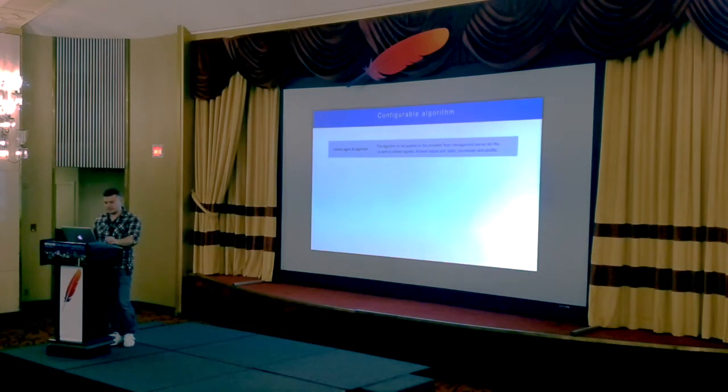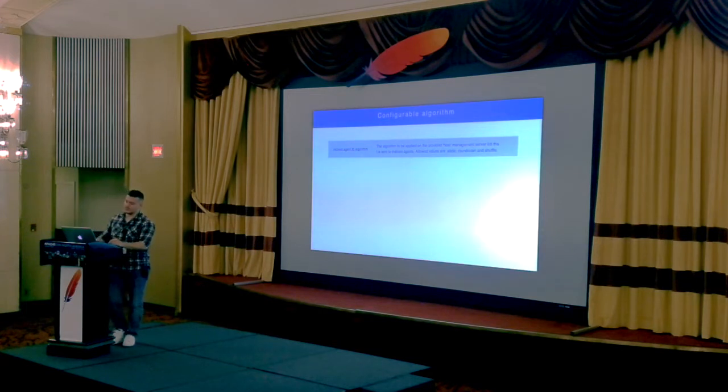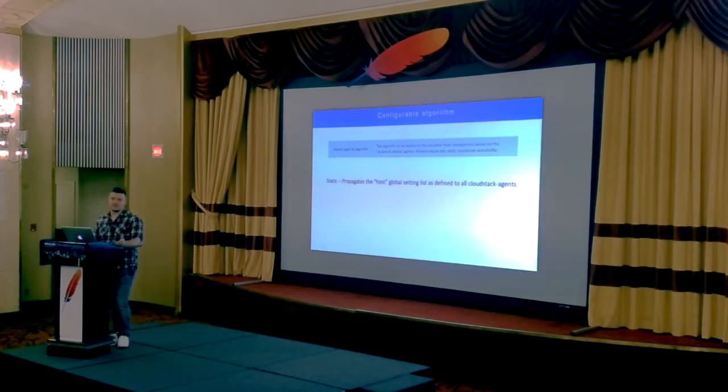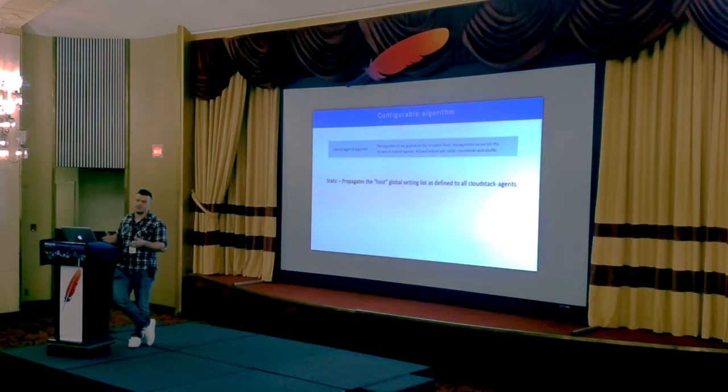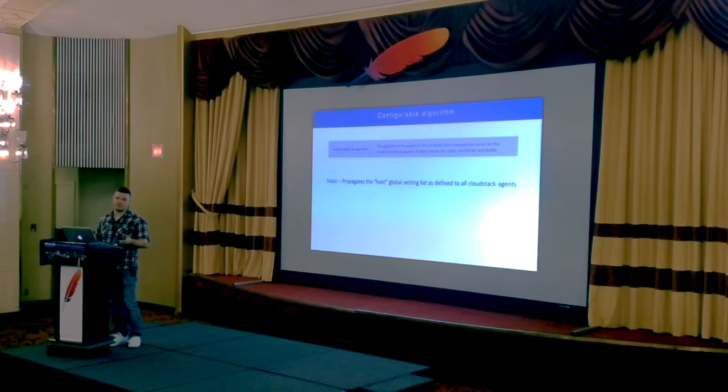The setting is called indirect agent load balancing algorithm. With this setting, you set what you're going to use for the logic of the load balancing. You have three options: static, round robin, and shuffle. Static is pretty much obvious. Whatever you define in that list in the global setting gets propagated to all the Cloudstack agents, and every one of them will use the same list. It's not really balancing anything, but it's sort of the disabled mode of the feature.